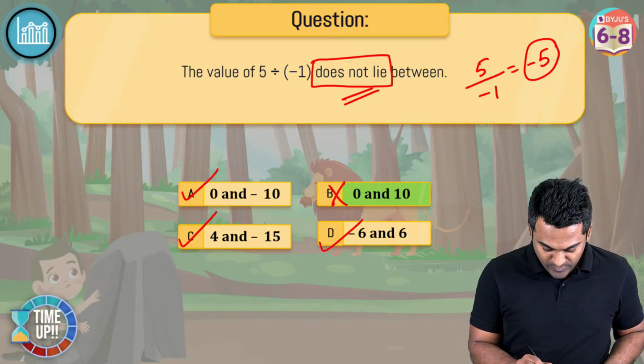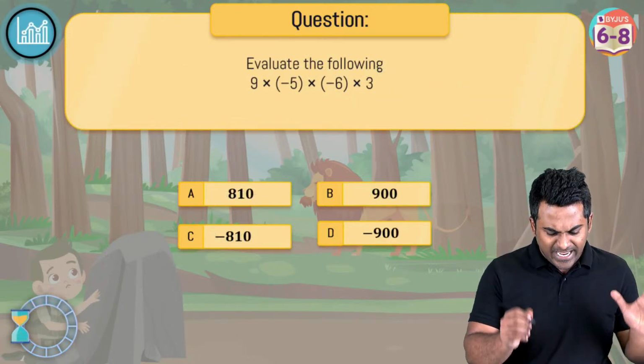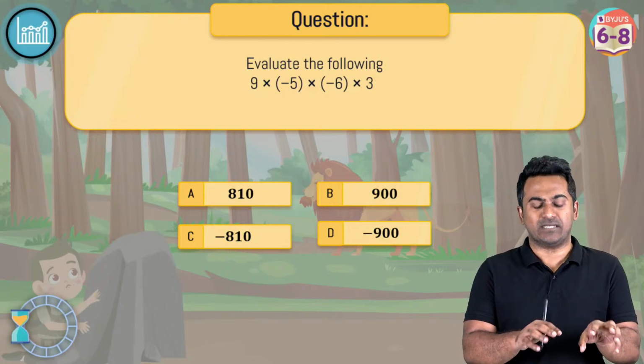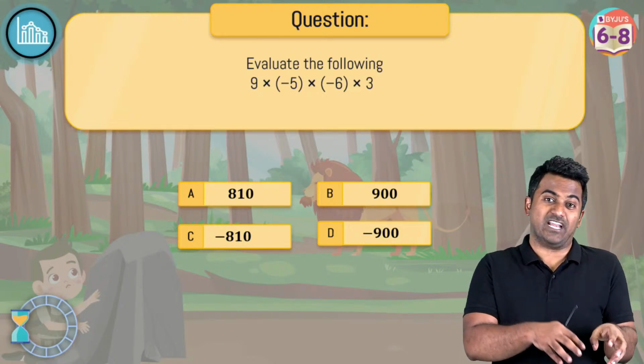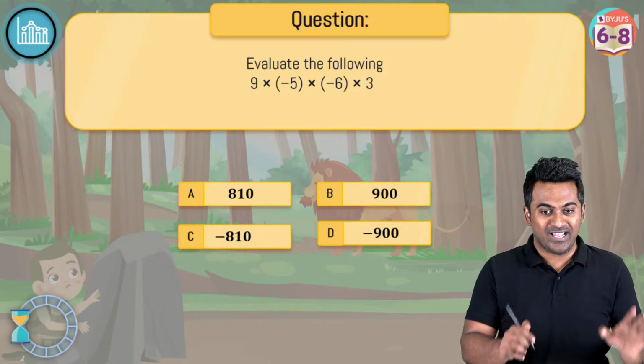All right, moving on to the next question now. Again, evaluation. So this one again is a question based on what happens when you multiply positive with negative, negative with negative, and all of that. So let's see.